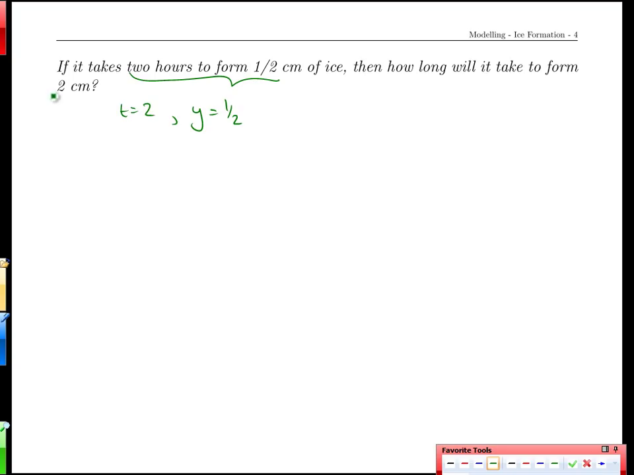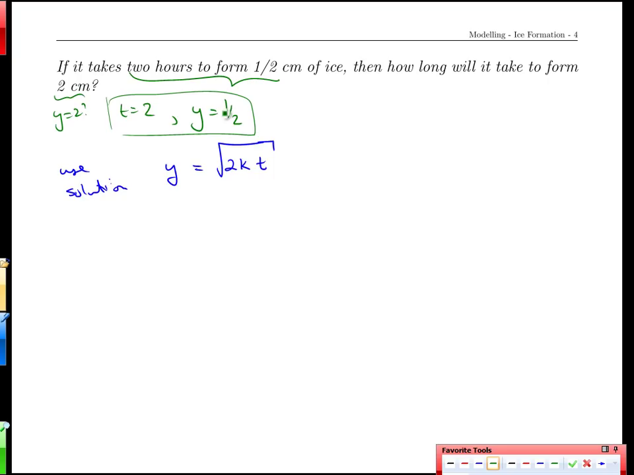Then how long will it take to form 2 centimeters? Pretty reasonable question. So we measure it after a couple of hours, it's 1/2 centimeter thick. How long will it take to get to a full 2 centimeters thickness? Well, we use our solution. Our y is equal to the square root of 2 times some constant times time. This constant would have to do with the temperatures and the surface area, things like that. Well, we've got some blanks we can fill in.